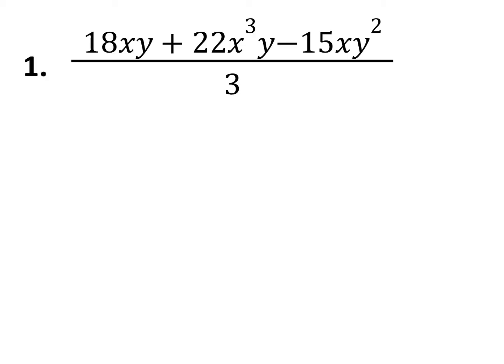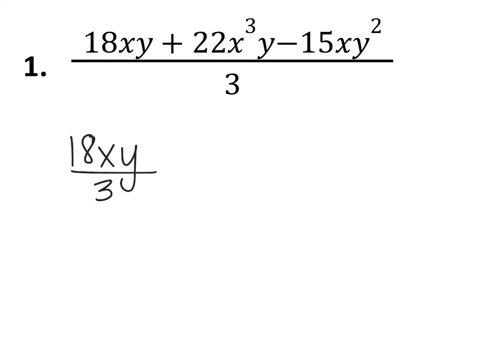So example 1, we have a polynomial on the top, multiple terms, being divided by a monomial, which is 1 term, which in our case this time is 3. So all you're going to do is take each term and divide each term by 3, because everything here is divided by 3. Okay, so we're going to rewrite it. That's all you're doing. I take the first term, 18xy, and I divide that by 3.